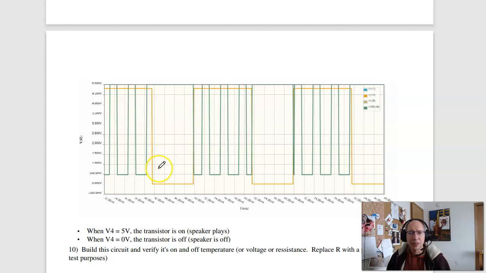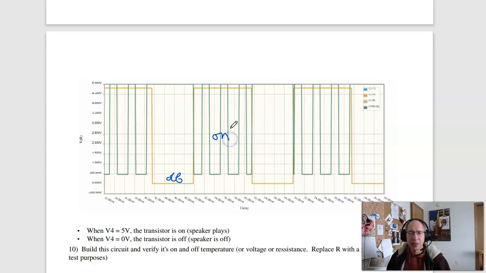If you look at the speaker output, when the op amp, the Schmitt trigger, is 0 volts out, the transistor is off. When it's 5 volts out, it's on. And when it's on, the sound comes from the 555 timer.